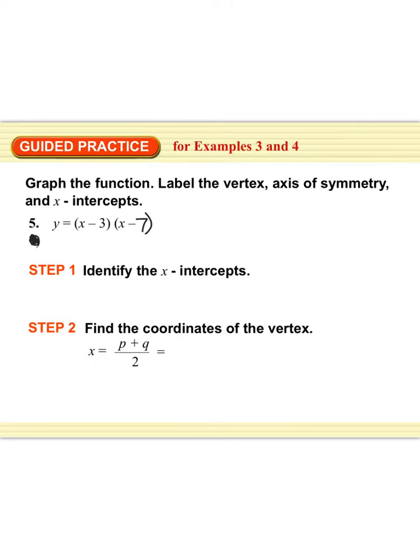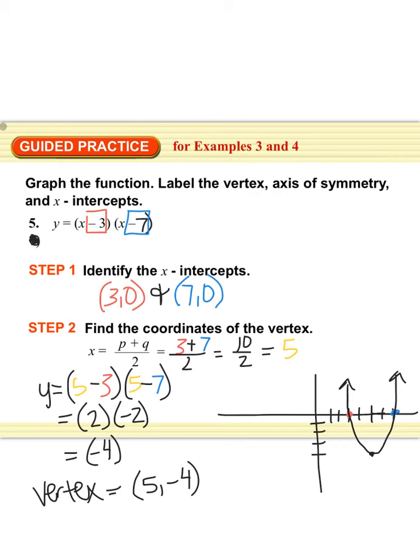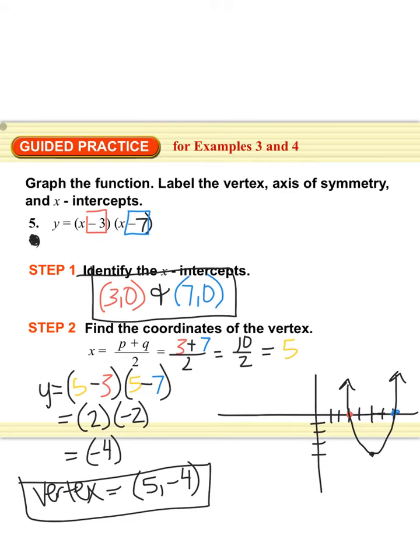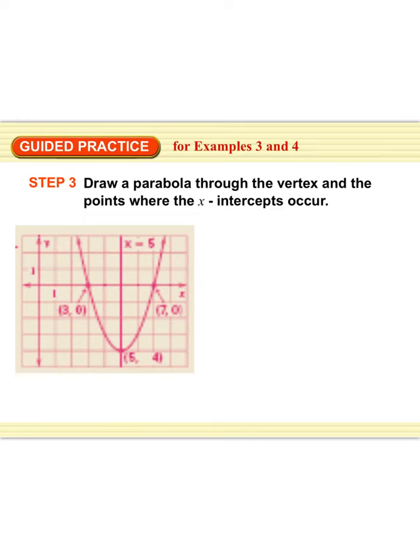Okay, I would like you to try this one on your own, so pause the video and follow the steps. So good luck. Okay, you should get something looking like this with the vertex at 5, negative 4, and x-intercepts at 3 and 7. And here may be a better picture for you if you want to copy it down.